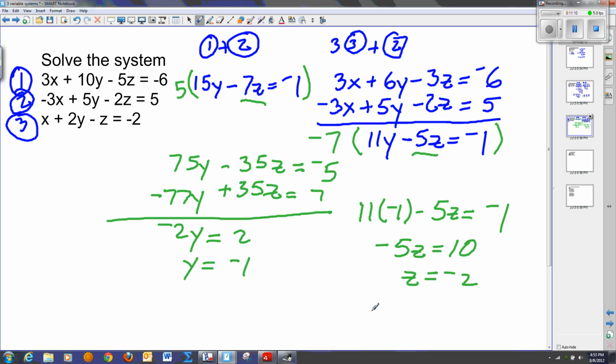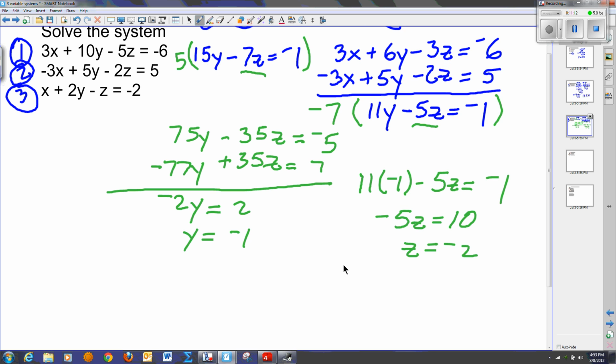And then I'm going to have to take and find my x value. Again, I can plug the z and the y into any of the three equations. I'm going to pick this bottom one since it's the smallest looking of the bunch. So I have an x plus 2 times the negative 1 for y minus a negative 2 is equal to negative 2.